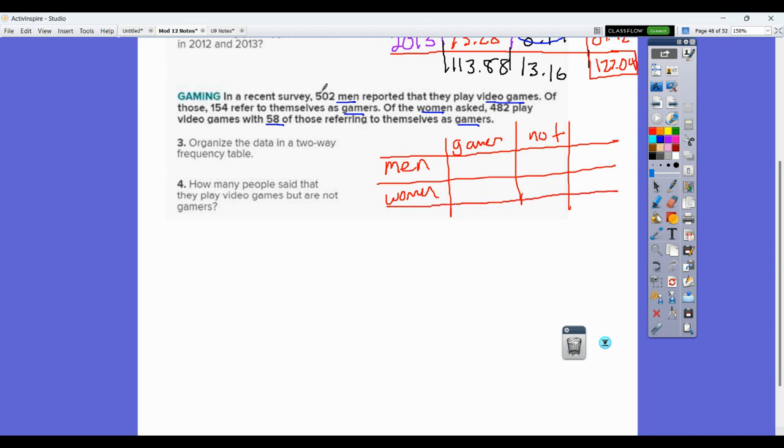So then if we go to 502 men, there's my total for men way out there. That they play video games. Of those, 154 refer to themselves as gamers. So 154 goes here. And then women asked, 482 play video games. So 482 are out here. 58 of them would consider themselves gamers. So that's what we have to fill in.